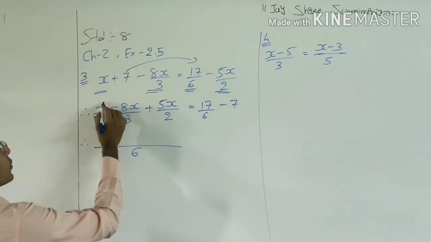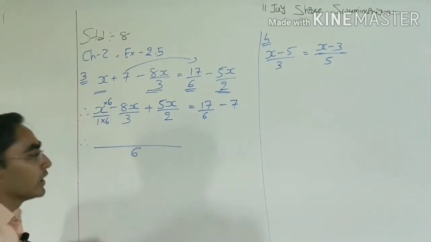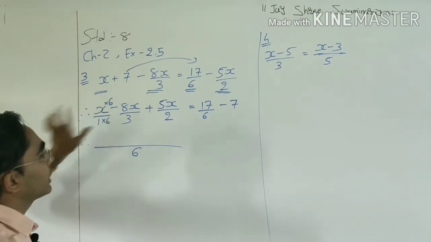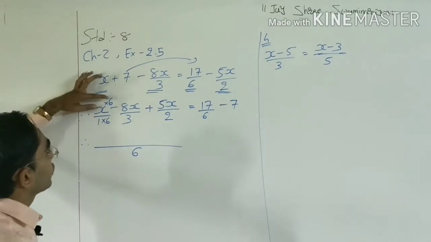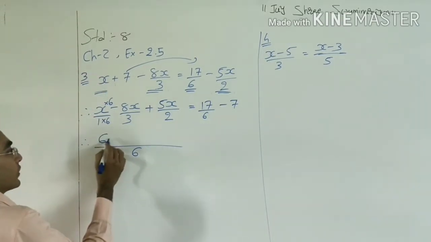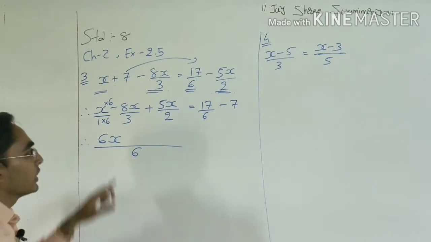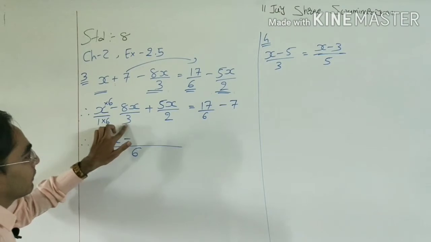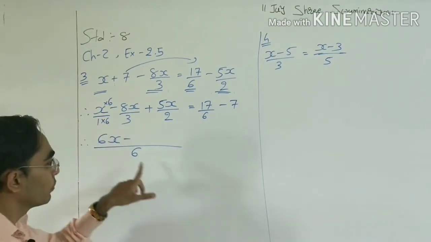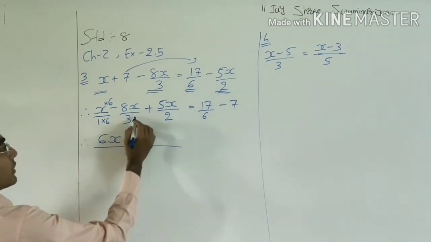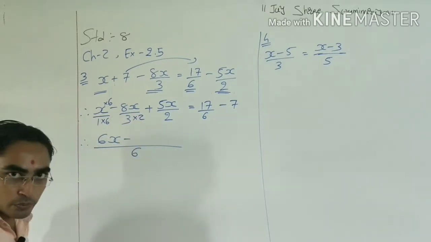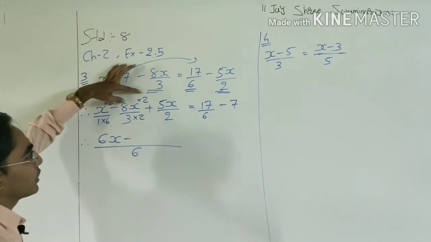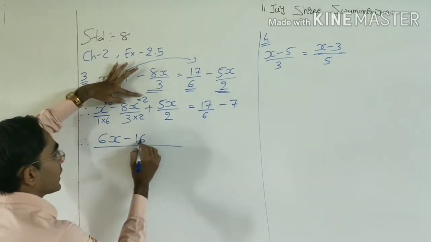Same thing we need to do in the numerator. In the denominator we multiply with 6, so the same number 6 we need to multiply with our numerator. So 6 multiplied by x is 6x. Then the second term, the negative sign is there. Now we need to convert this 3 into 6. For that we need to multiply our denominator with 2. Same thing we need to do in the numerator. So in the numerator, 8 multiplied by 2 is 16x.